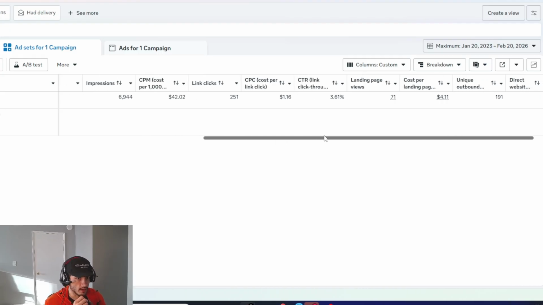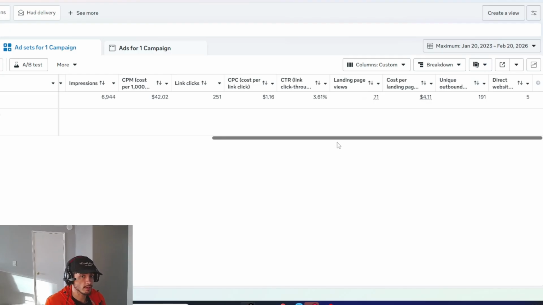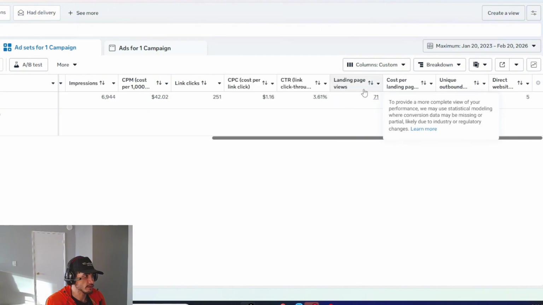And this is what I was looking at. This is something that really stuck out to me. So I'm getting people on the landing page, right? But why isn't my landing page converting? I saw this metric right here. We have 191 unique outbound clicks, but we only had 71 people that actually got to the landing page.